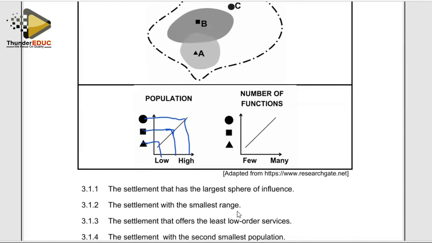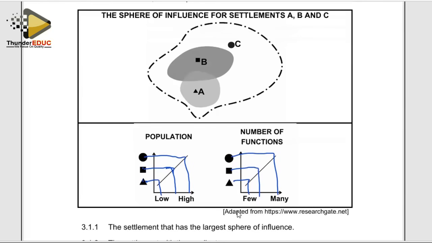Then the same also happens to the number of functions. We are looking at the functions which are provided in that particular settlement. A provides very few functions. B has a moderate number of functions. C has got many functions. That's the interpretation.